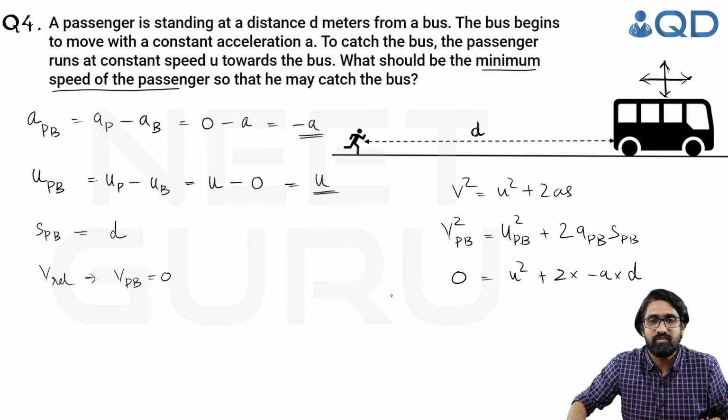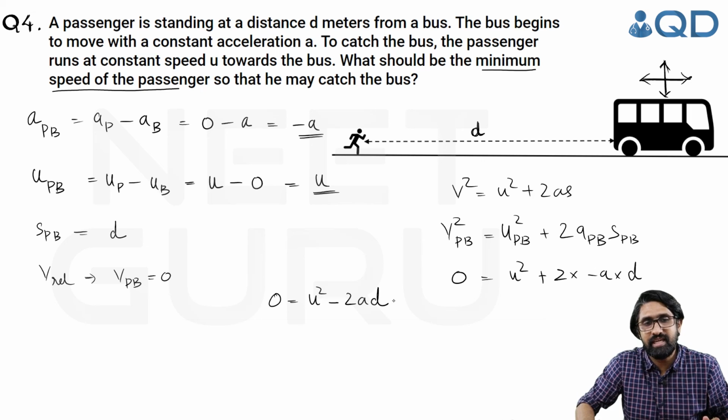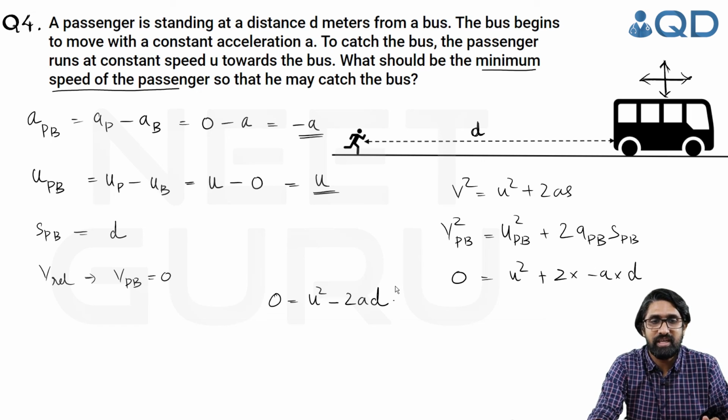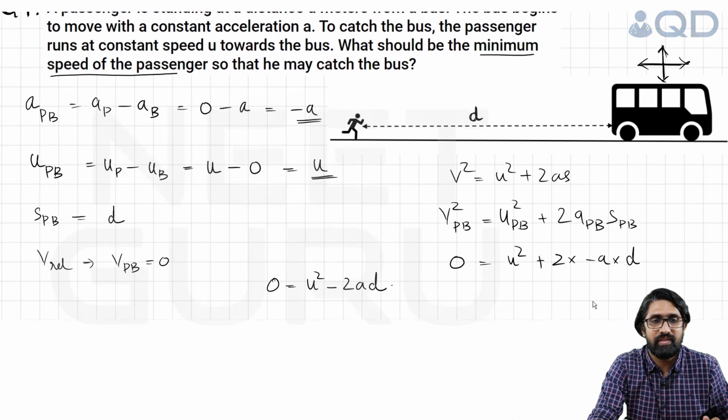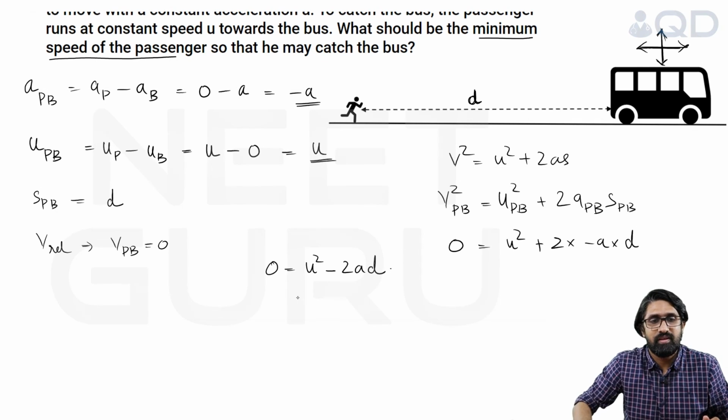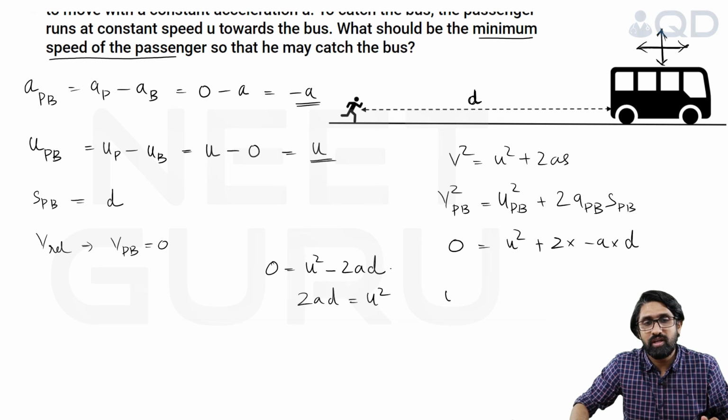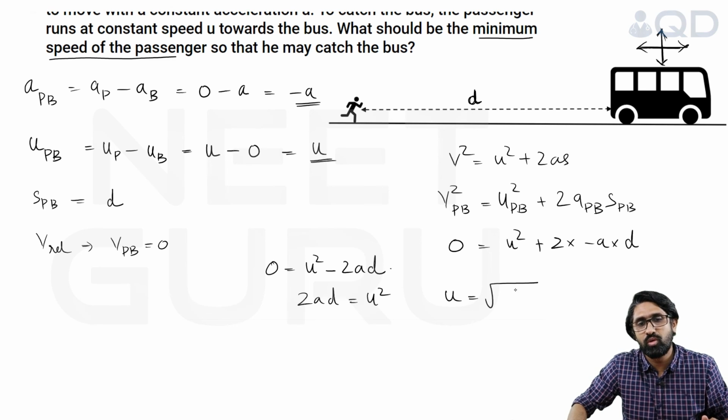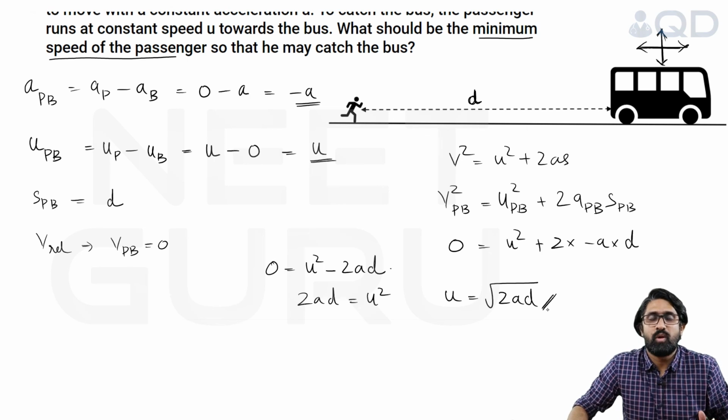In that case, we have 0 is equal to u square minus 2ad. We need to find the expression for u. That gives us 2ad is equal to u square, or u is equal to root 2ad. That is how we solve it.